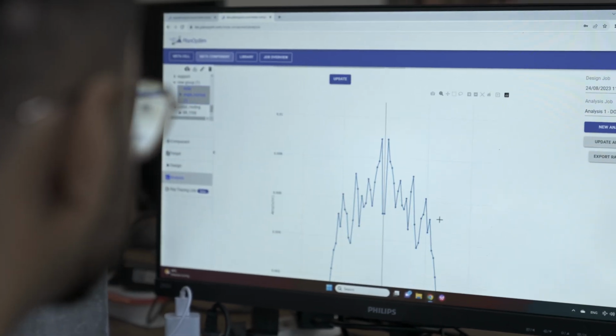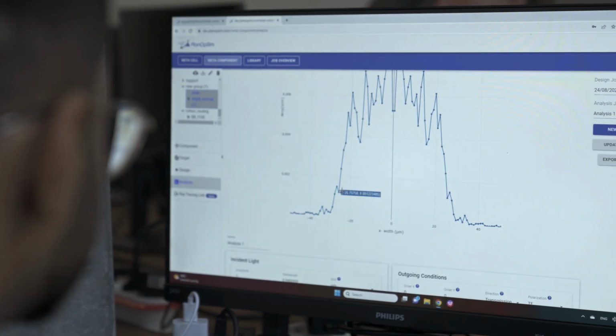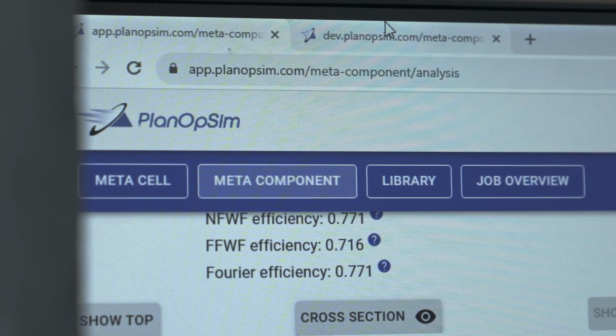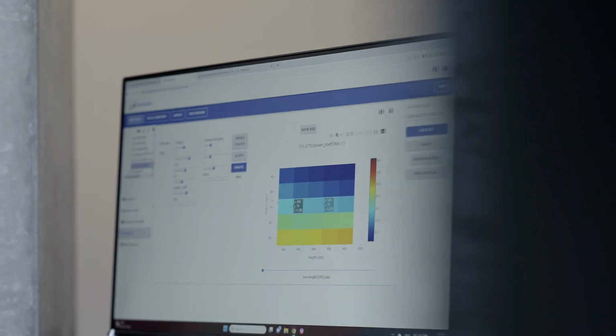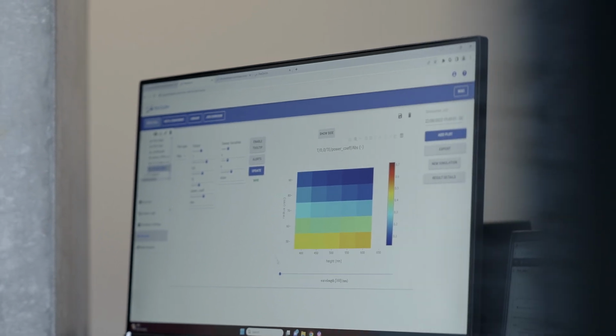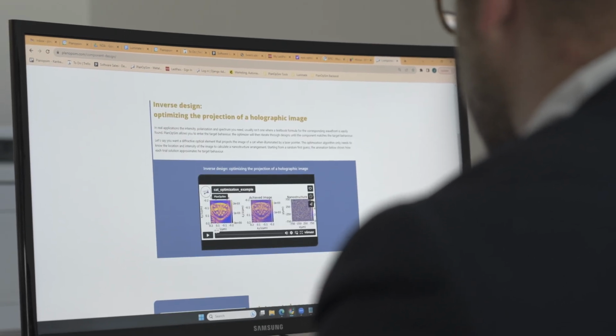To solve that, we created a software that simulates the different physical aspects on multiple scales on the cloud to allow for super fast design of new optical systems. We see the immense untapped potential of meta optics or optical meta surfaces. It needs tooling to get things right, and this is our core focus with PlanOpSim.